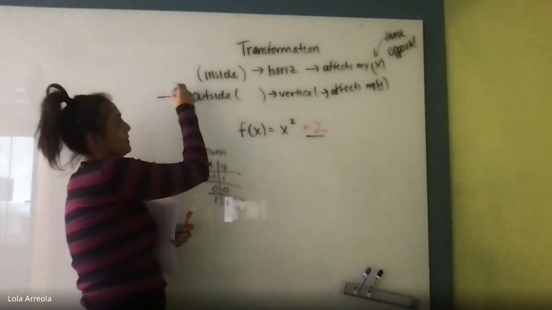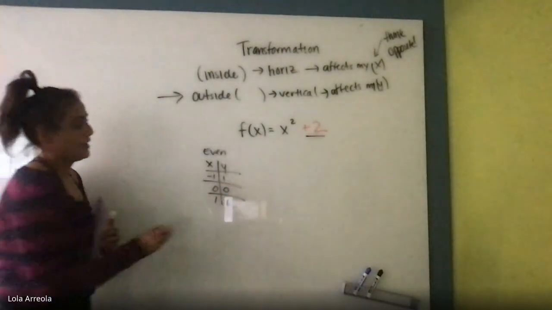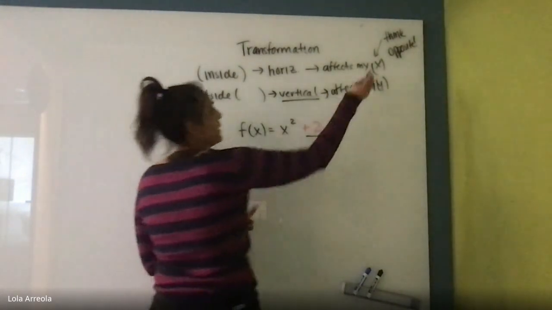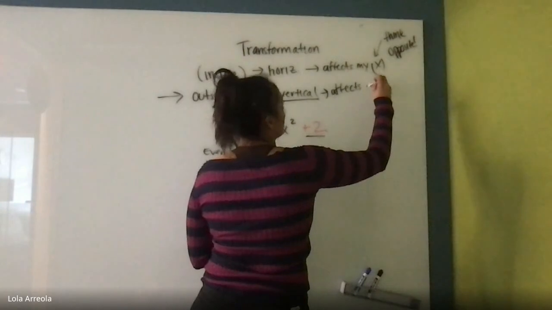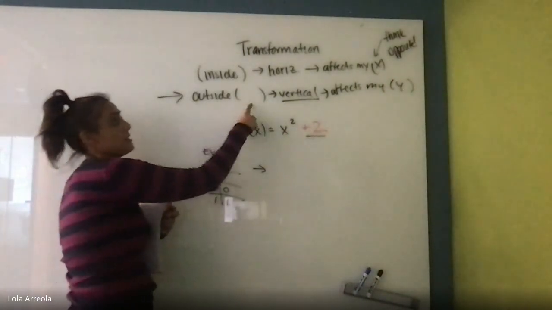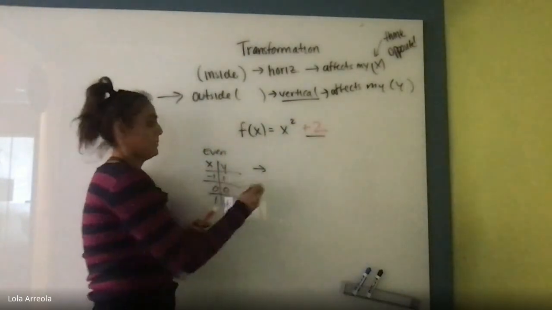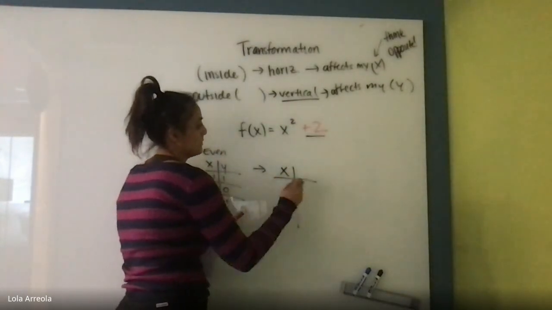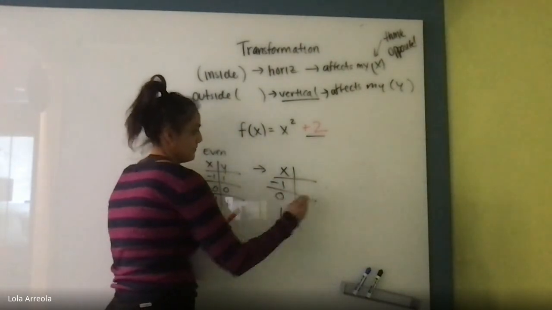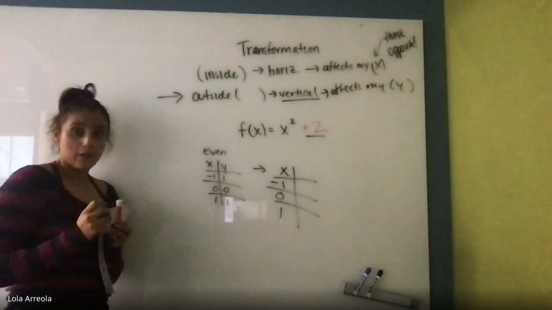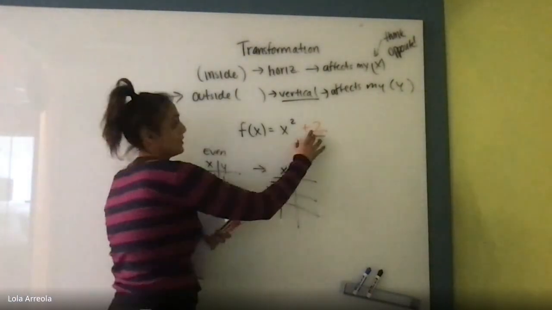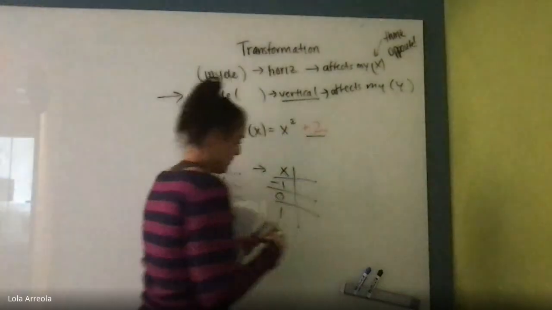So I have something vertical. And now I have to acknowledge, what is it affecting? If it's vertical, does it affect my x or my y? Outside parentheses, vertical, affects my y. So that means if I look at my key points, my x's are going to stay the same: negative 1, 0, 1. But my y's are going to change. How do they change? Well, if this is plus 2, that means to my y, I'm also adding 2.